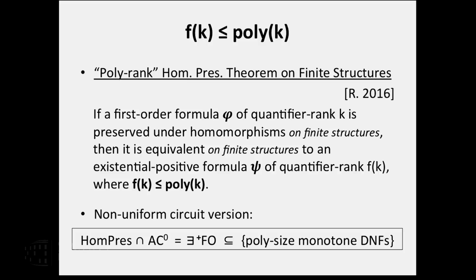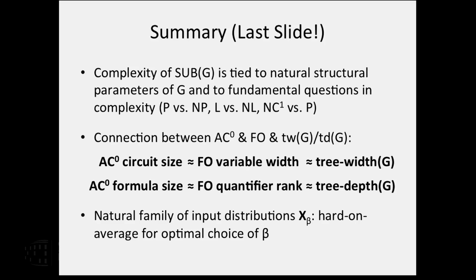But anyway, the takeaway is that if you take this powerful class, non-uniform AC0, and restrict to just the homomorphism preserved properties, then this class collapses to uniform polynomial size monotone DNF. So this question of syntax versus semantics: we had all these counterexamples, but maybe there's some evidence that at least for a very strong property like homomorphism preserved, these things actually coincide.